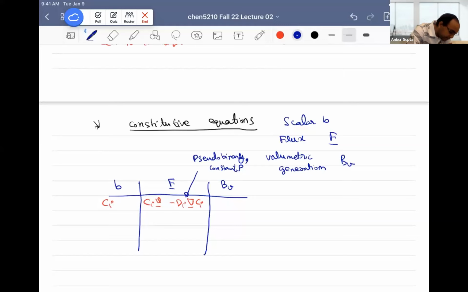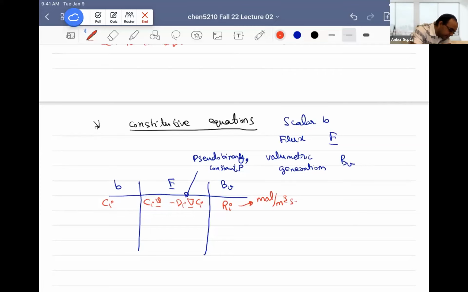So this is Ri here. Just to drive home the point, Ri has the units of mole per meter cube per second. Mole per meter cube because it's a volumetric reaction, per unit volume. Mole per meter cube second.